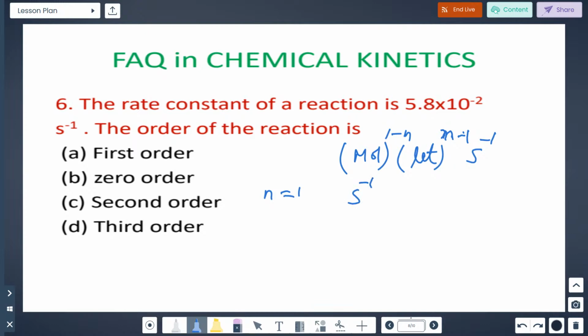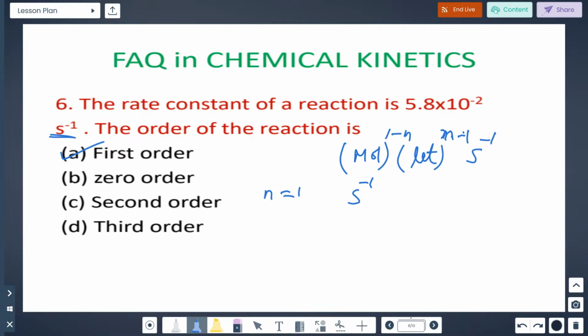So the answer is only per second. If you want to find the zero order, you put n is equal to 0. But if I put n is equal to 1, we get the unit per second. So that is called a first order reaction. Are you following? Okay. This is a formula, just keep in mind: mole to the power 1 minus n, into liter to the power n minus 1, into per second. Okay, right.